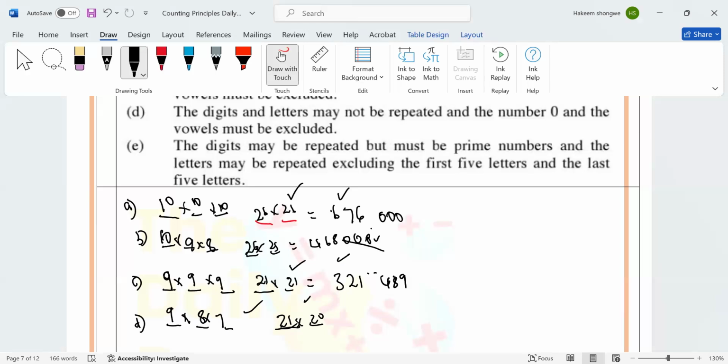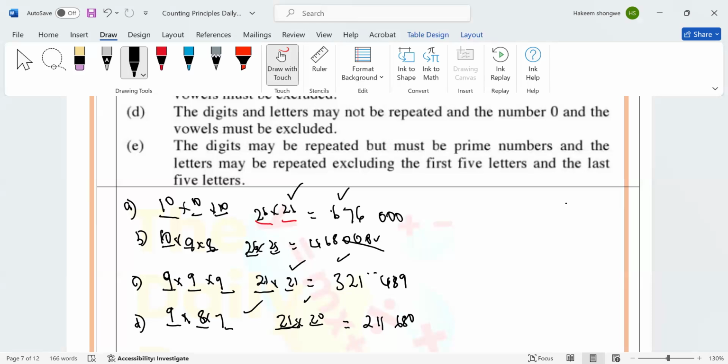Number E, the digits may be repeated. So we're allowed to repeat the digits. But number D, we're not done. What should be our answer? 238,140,608,800.